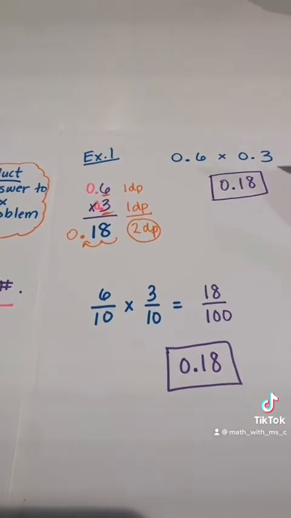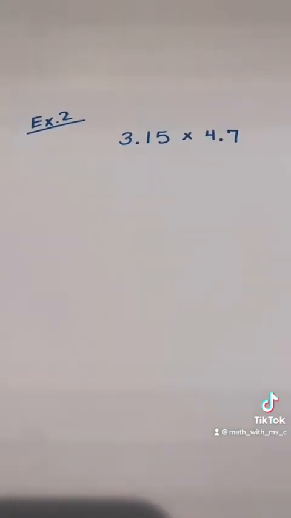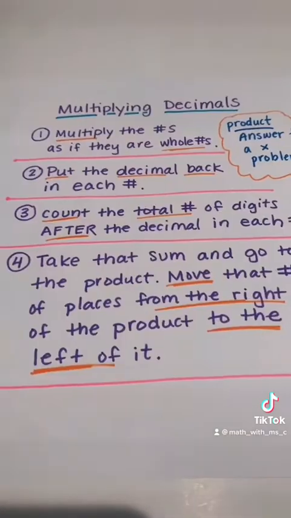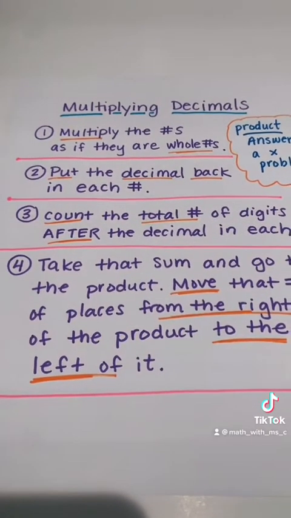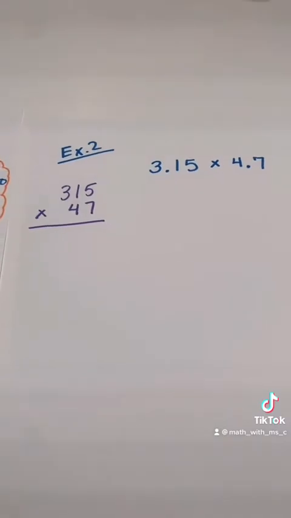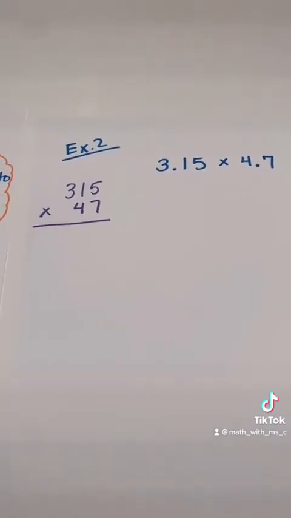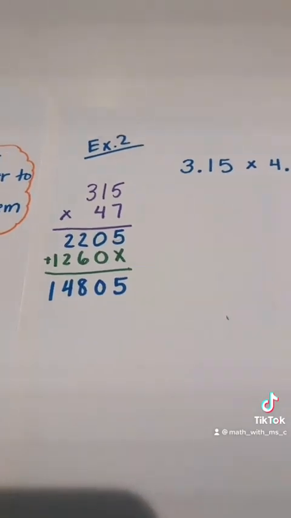Let's do example 2. You could try this on your own if you want. You could pause it and see if you can do it. Step 1, multiply as if they're whole numbers. So I'm going to act like I'm multiplying 315 times 47. You can pause this and try this. So I multiplied it as if they're whole numbers.